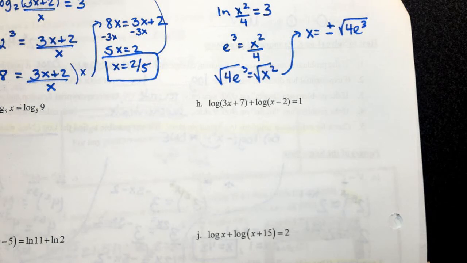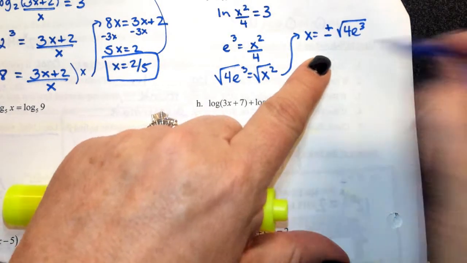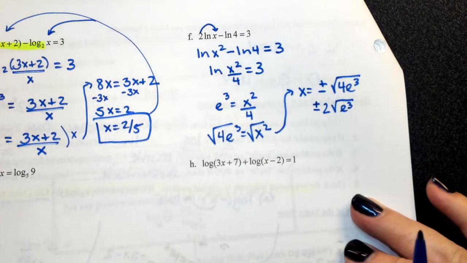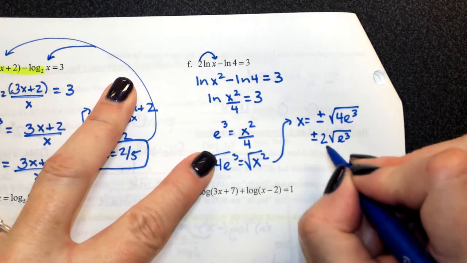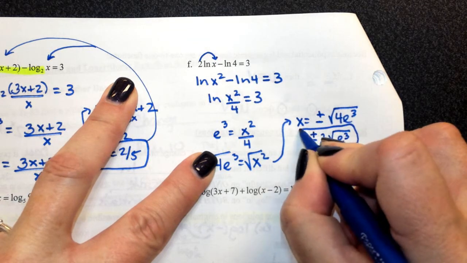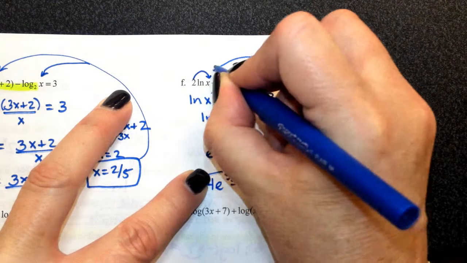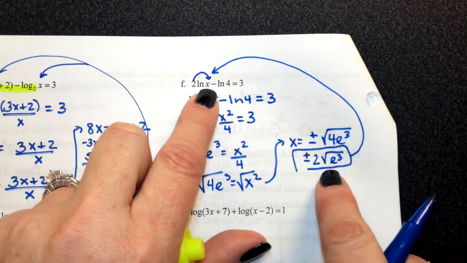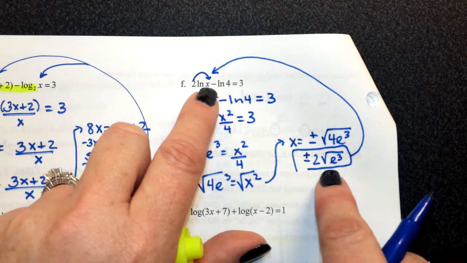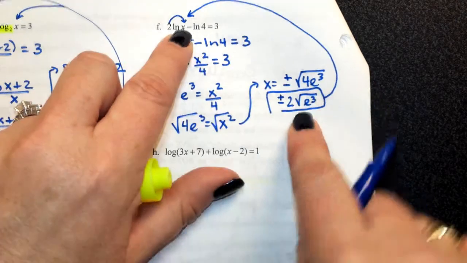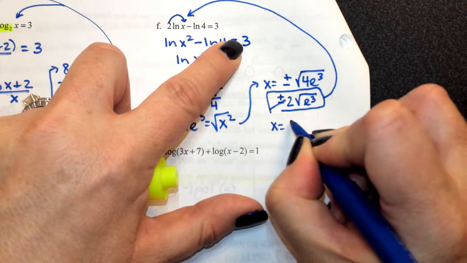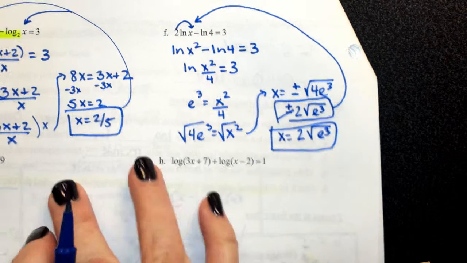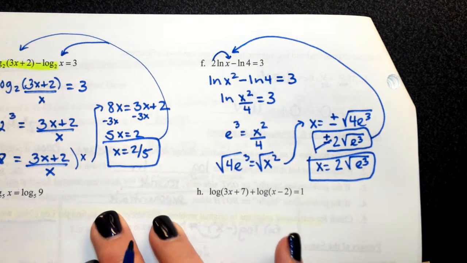And remember, I know the square root of 4 is 2, so this is actually plus or minus 2 times the square root of e to the third. Now, the one thing you need to be careful of, guys, when you are checking for extraneous, you always want to check it back into my original equation. I know the positive is good, but what happens if I plug negative 2 times square root of e to the third in? The negative is going to give me a negative number inside the log. So I have to reject the negative. So my only answer is going to be the positive. Make sure you're always plugging it back into the original when you're checking for extraneous solutions.